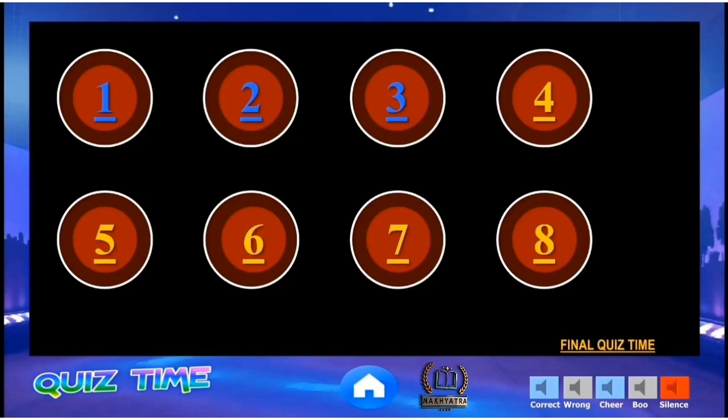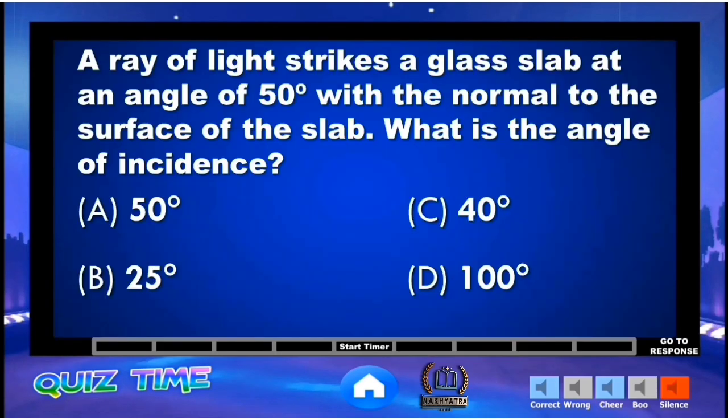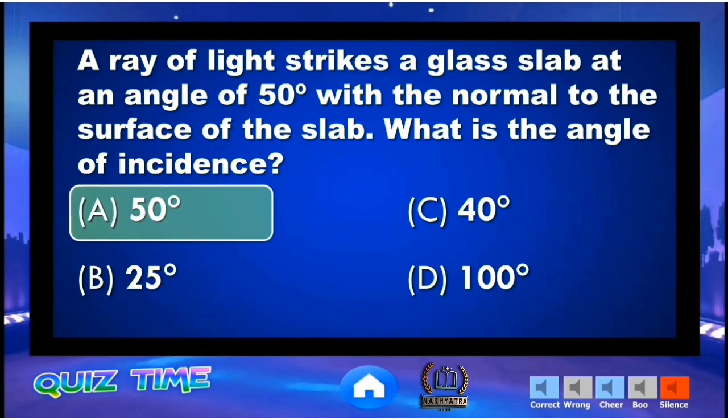Now let us see the fourth question. A ray of light strikes a glass slab at an angle of 50 degree with the normal to the surface of the slab. What is the angle of incidence? So options are option A, 50 degree; option B, 25 degree; option C, 40 degree; and option D, 100 degree. Okay guys, so your time starts now. Alright, time's up. So the correct answer is option A, that is, angle of incidence is 50 degree.